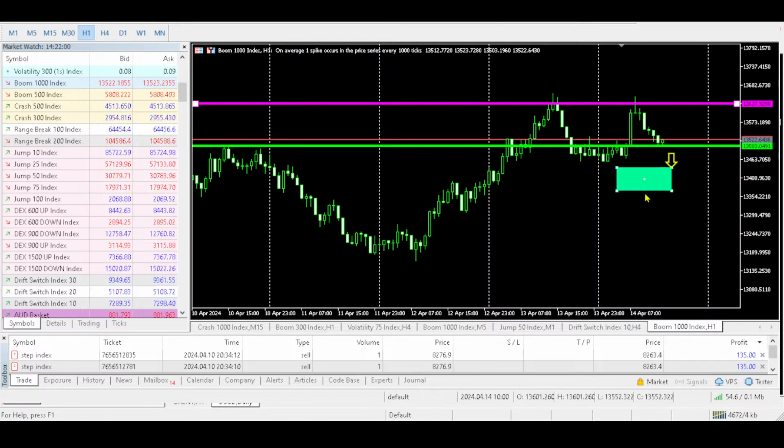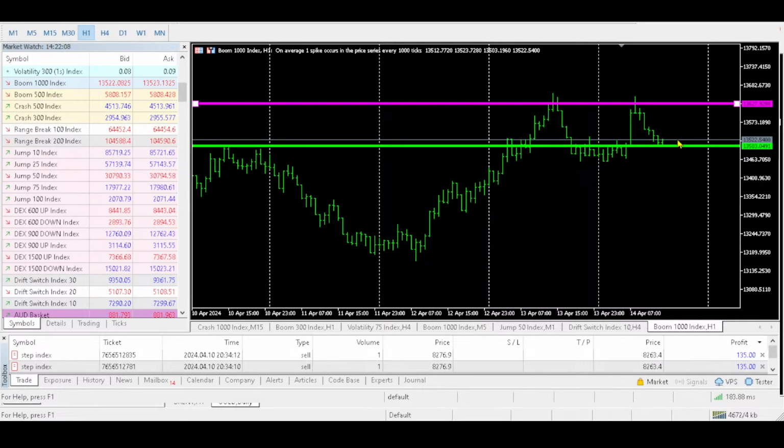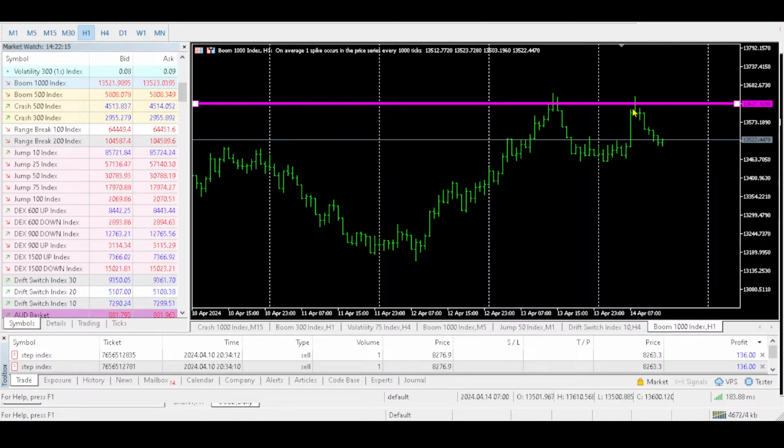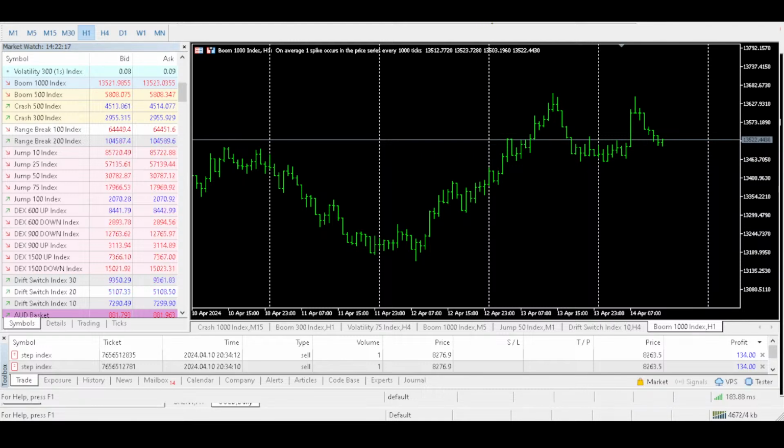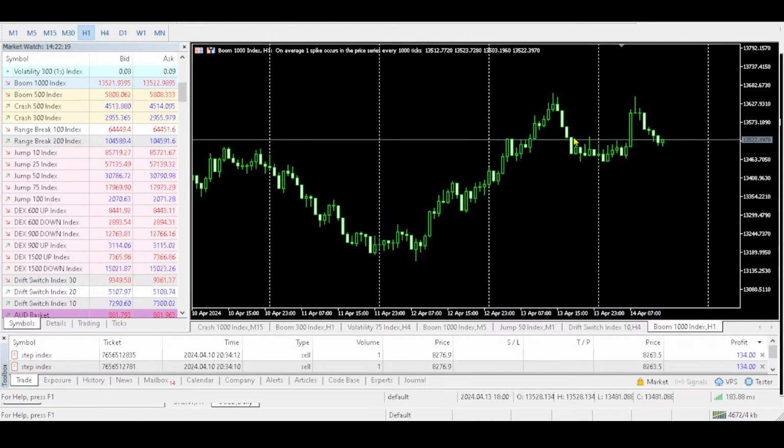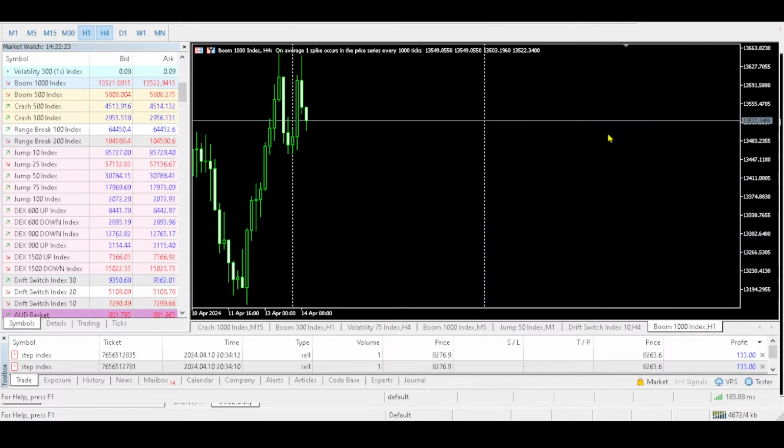So that's typically how it works: buying and selling, buying and selling. When you're a trader, it's all about buying and selling. You sell when you think the market is going to go down, and you buy when you think the market is going to go up. Very easy.